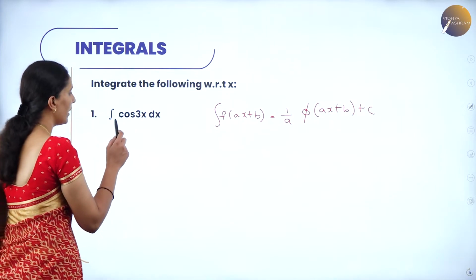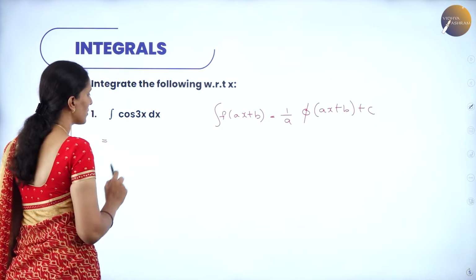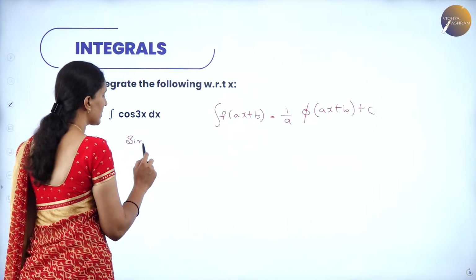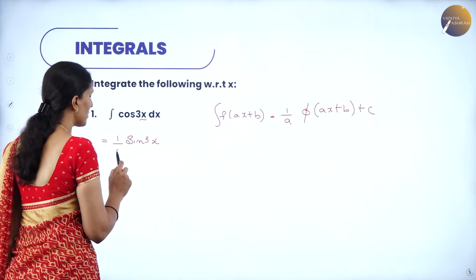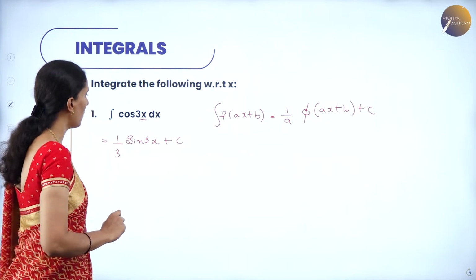Now here we have integral of cos 3x. So what is integral of cos 3x? Integral of cos 3x is nothing but sine 3x. But since you have 3x here, you have to take it as 1 by 3 plus c. So these are all very simple 1 mark problems.